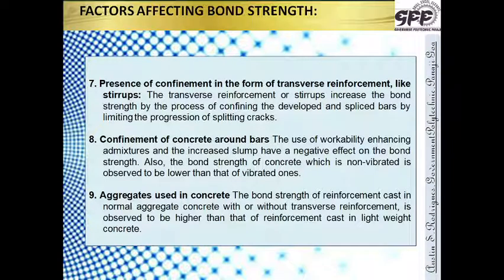Point number 7 is presence of confinement whenever we provide stirrups. The transverse reinforcements increase the bond strength by the process of confinement, and it limits the progressing of the splitting cracks. This we have seen in shear also earlier, whenever we discussed the properties of shear. So confinement is a better property which takes care of progressing of splitting cracks. So it is much better that we have stirrups at closer spacing. Confinement of concrete around bars.